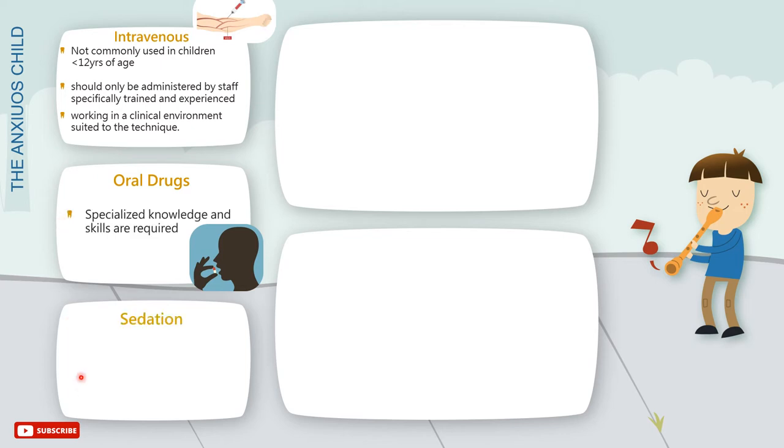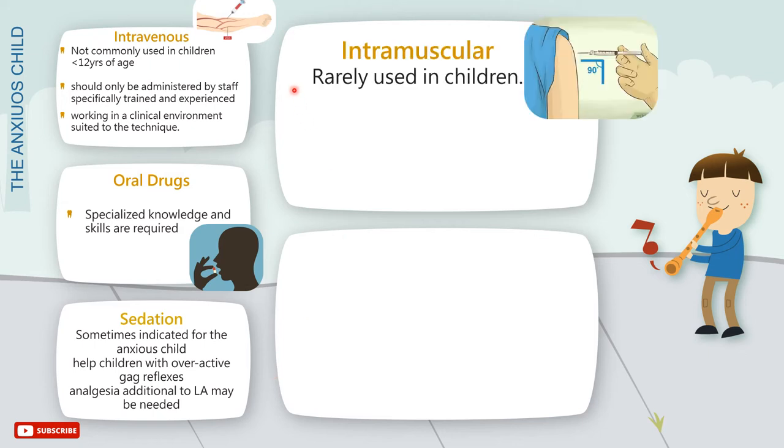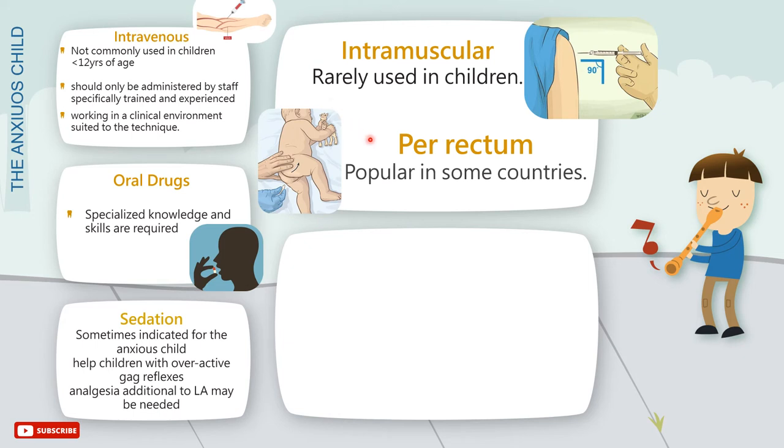Number 3. Sedation. Sometimes indicated for the genuinely anxious child who wishes to cooperate, and also may help children with overactive gag reflex and those for whom analgesia in addition to local anesthesia may be needed, like in case of difficult extraction of sixes. Intramuscular, rarely used in children. Perirectum in the form of suppository. It is popular in some countries. Other options include intranasal sedation, acupuncture and even acupressure. It helps patients with particularly severe gag reflex.